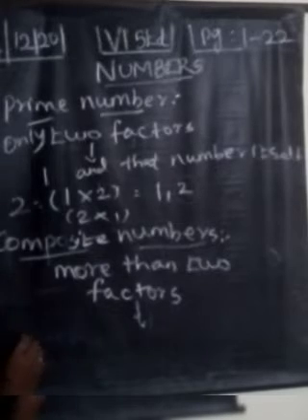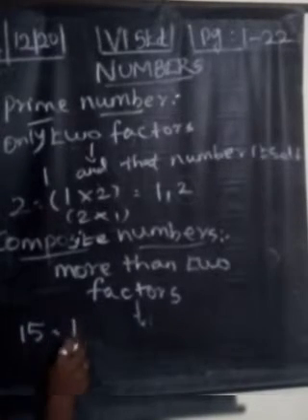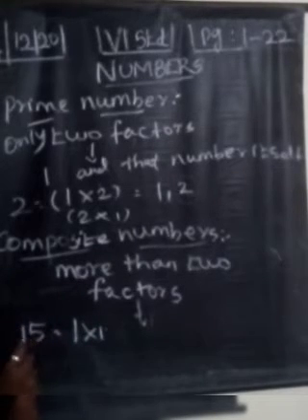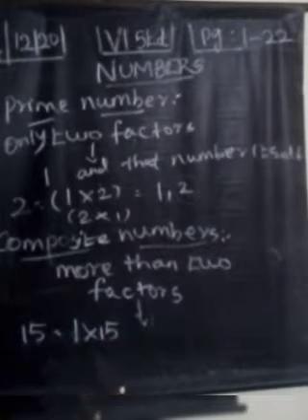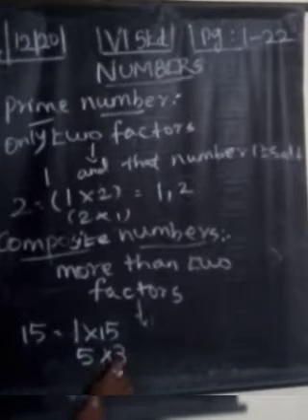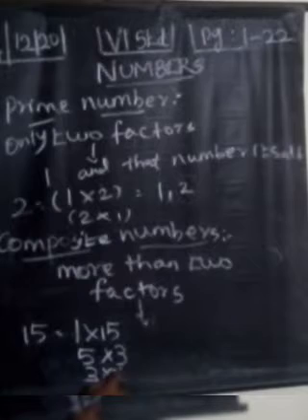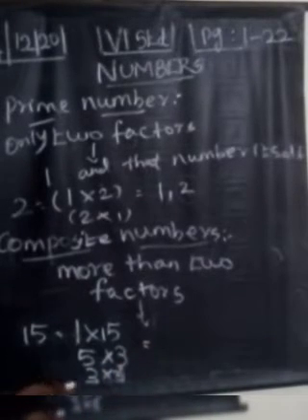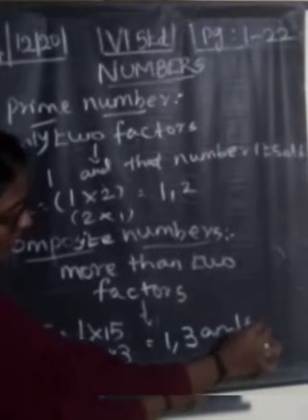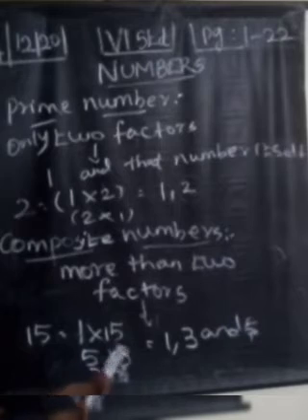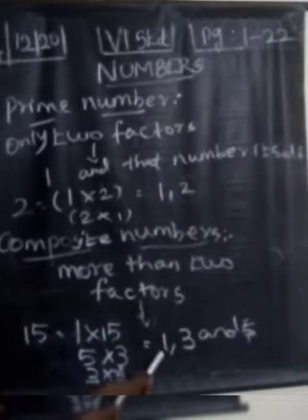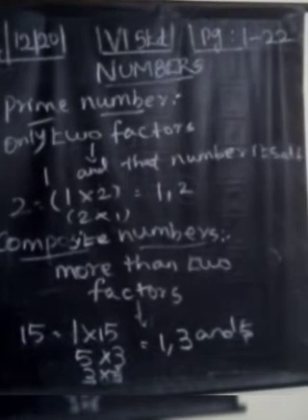For example, let us take the factors of 15. So 15 equals 1 multiplied by 15. 1 15 is 15, and then 5 3s are 15, 3 5s are 15. So here the factors of 15 are 1, 3, 5 and 15. Here 15 has more than two factors, so it is called a composite number.